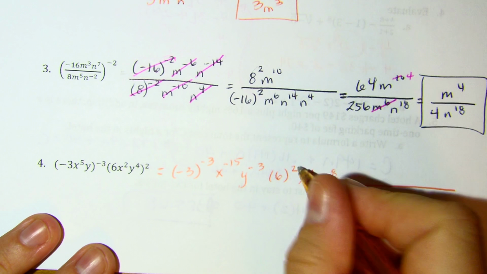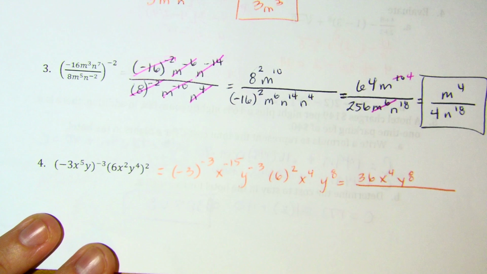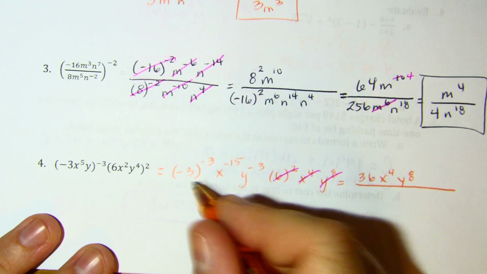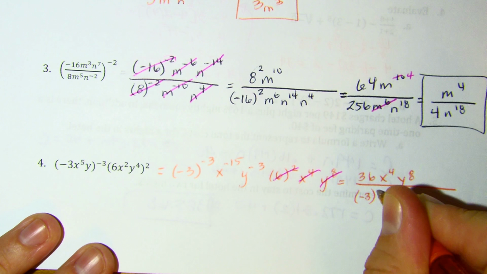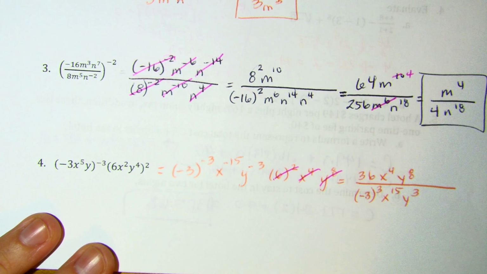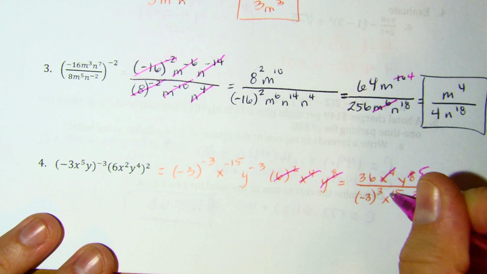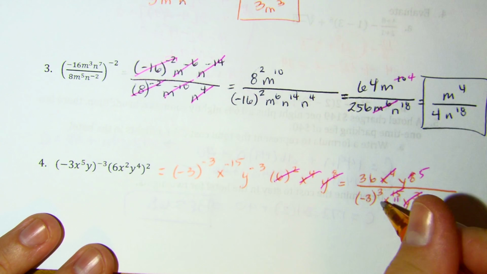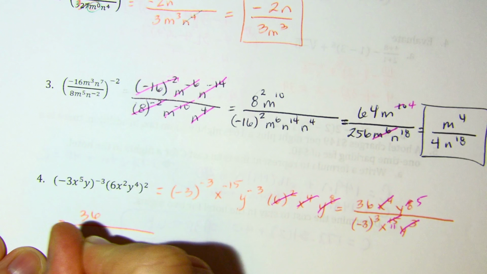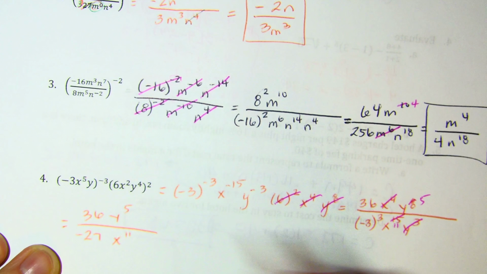So 6 squared is 36, x to the 4th, y to the 8th. Those all stay on top, and then these have to move to the bottom. So negative 3 to now the positive 3 power, x to the positive 15, and y to the positive 3. We have 3 y's that cancel, and that becomes 5 left on top. We have 4 x's that cancel, and that leaves 11 on bottom. And then I have negative 3 cubed is negative 27. And I have y to the 5th on top and x to the 11th on bottom.